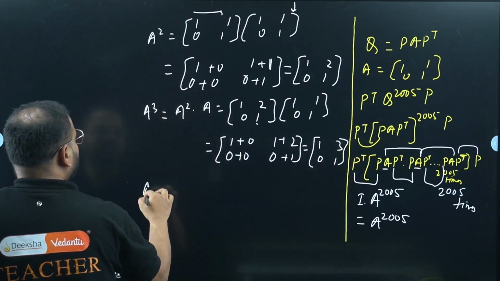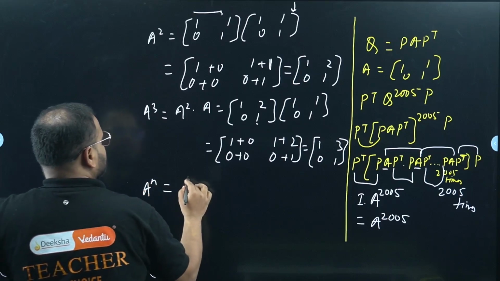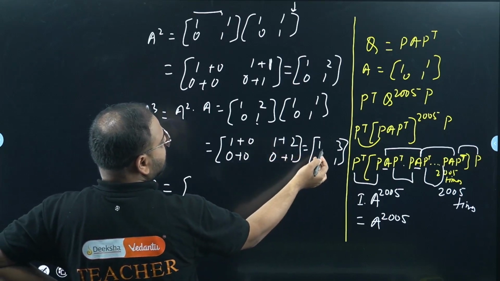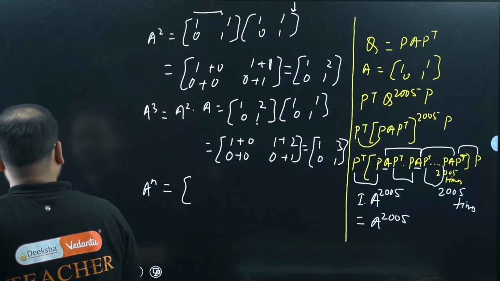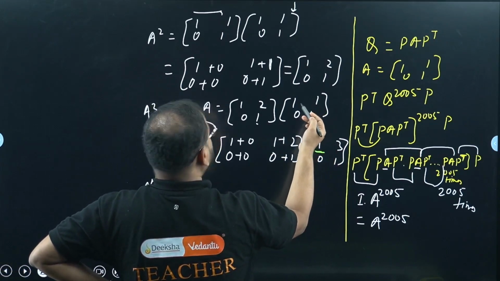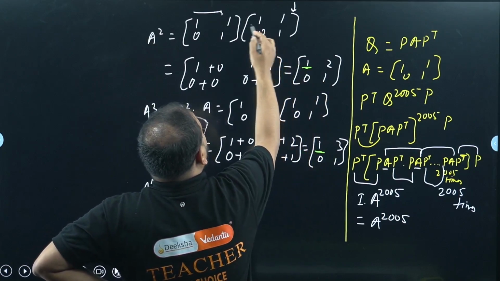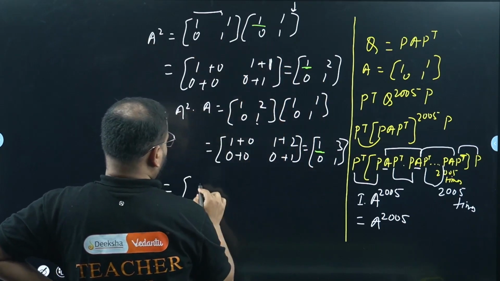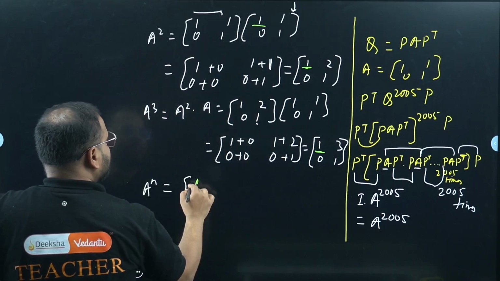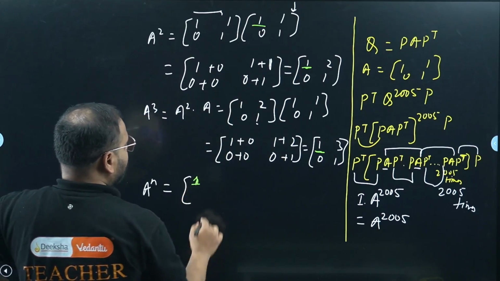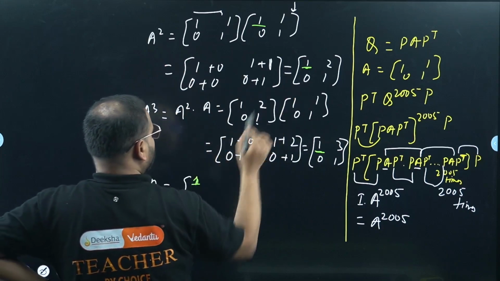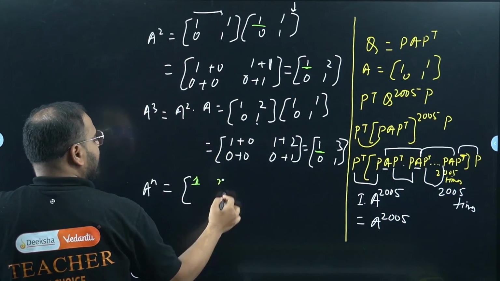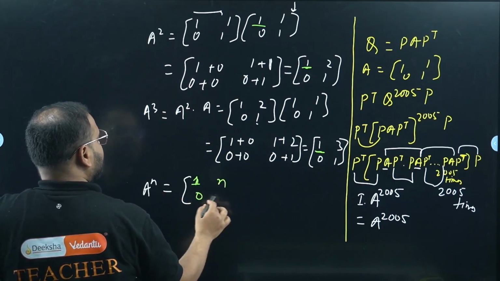If I am writing A power n, the first term is keeping the same all the time. A square also has the same thing, and A also was the same. So the first term is 1. The second term, if I am finding the cube, it is 3, for the square it is 2. It means for power n it will become n, and the other two terms are also keeping the same.